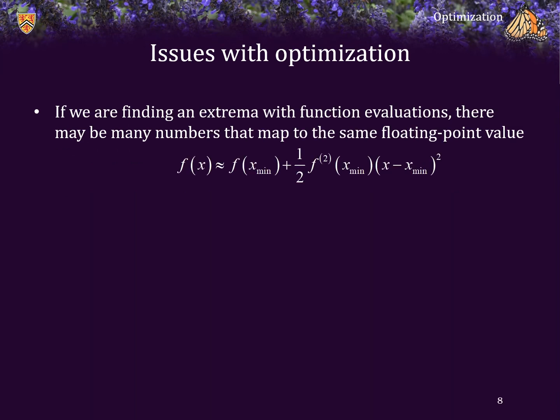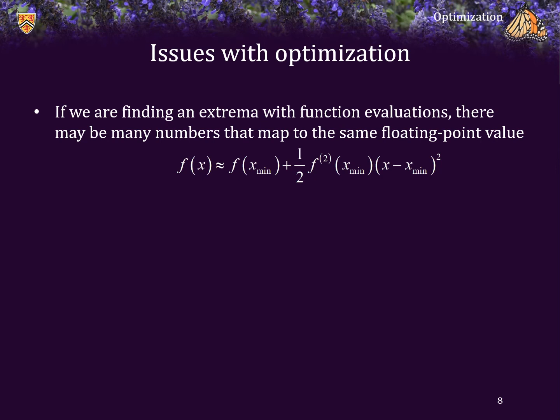However, if we're finding an extrema through function evaluations, there may actually be very many x values that ultimately map onto the exact same floating point number. So if that's true, there's very little we can do to distinguish between the actual minima and a number that evaluates to that same floating point number.